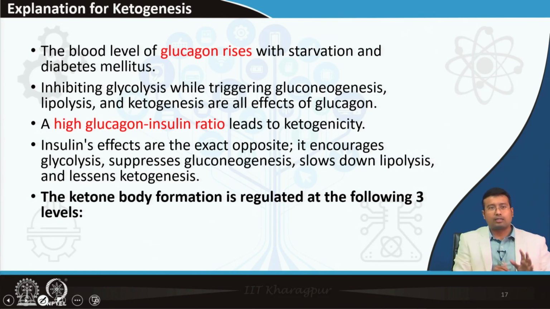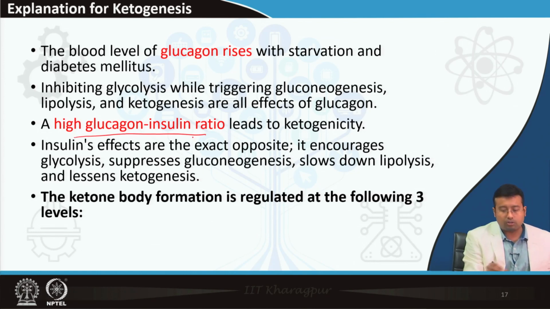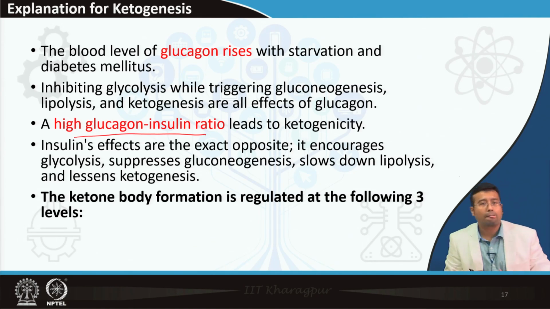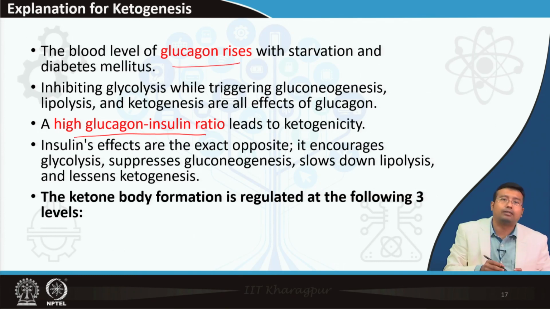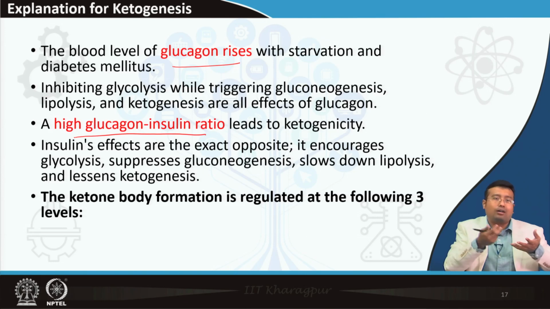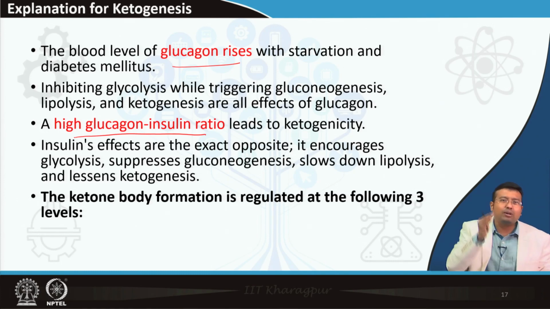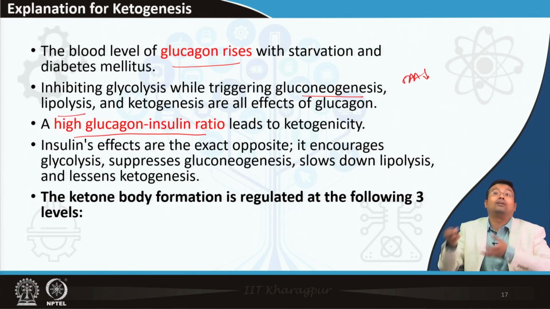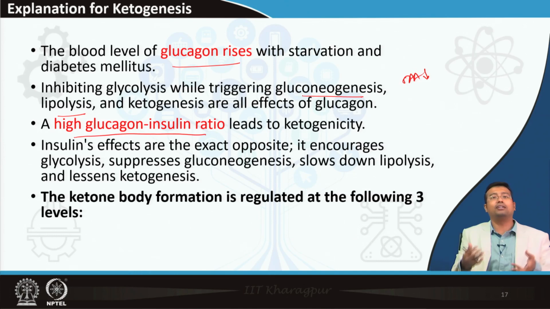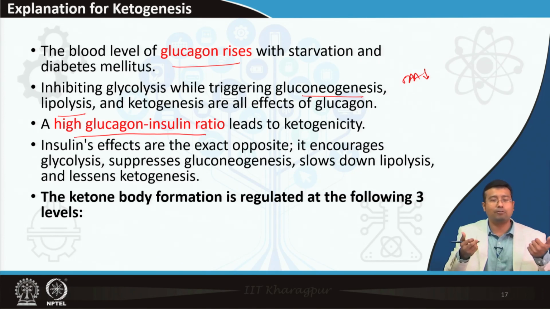So, in a nutshell, whenever there is a high glucose to insulin ratio, that leads to ketogenesis, and ultimately the level of glucagon rises with starvation and diabetes mellitus, that we already know, and what excess glucagon and low insulin will do is help in triggering gluconeogenesis. So, when there is excess gluconeogenesis, oxaloacetate is hampered, so the TCA cycle is jeopardized, and when there is excess lipolysis, more and more acetyl CoA will be generated, and that leads to a scenario where we have no TCA cycle but more and more acetyl CoA, and ultimately there will be production of ketone bodies.